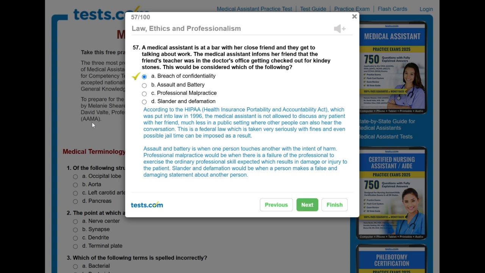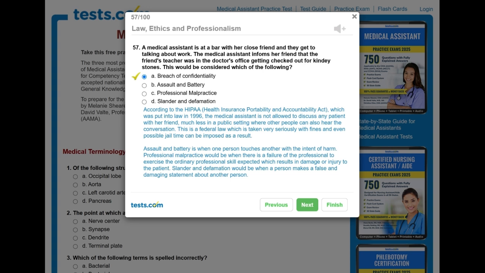According to the HIPAA, Health Insurance Portability and Accountability Act, which was put into law in 1996, the medical assistant is not allowed to discuss any patient with her friend, much less in a public setting where other people can also hear the conversation.